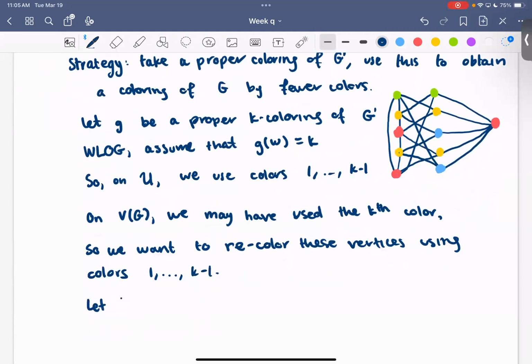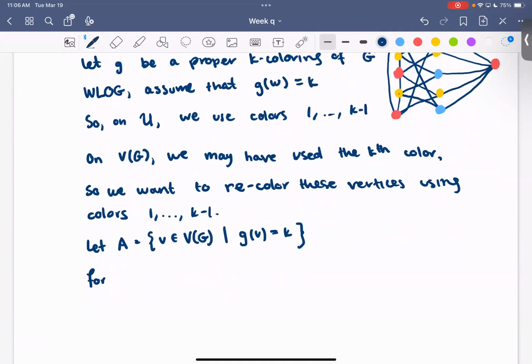So I'm going to let A be the set of vertices that have the bad color. So let's let A equal the vertices v in V of G such that g of v is equal to K. Okay, so for each of these, let's say v sub i is an element of A. I'm going to change the color of v sub i to, does anyone have a guess as to what we should change the color to? Yeah, so it'll be the color of the corresponding u sub i.